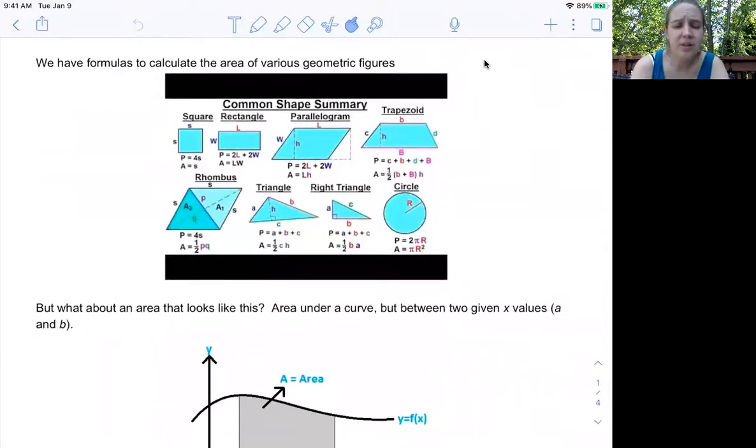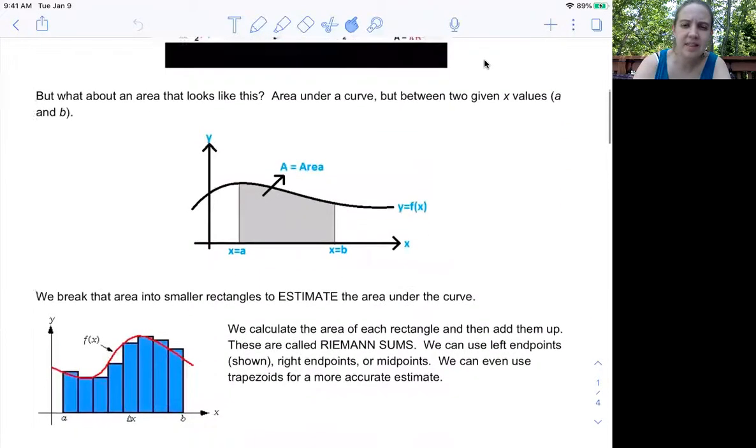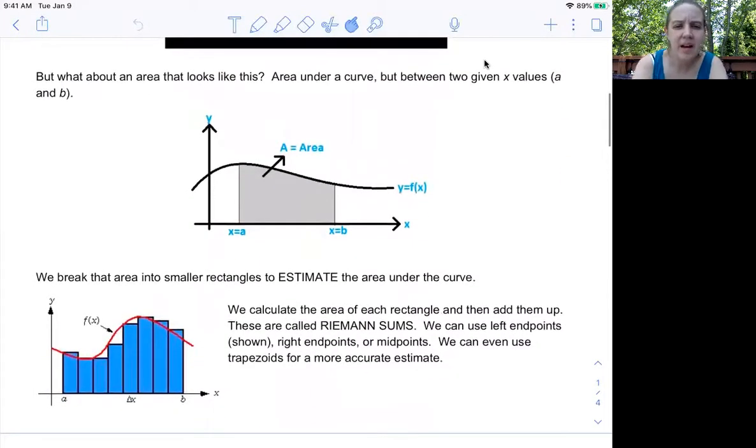And you can break all those apart and put them together and have composite figures and calculate all of those areas. But what about a more complex figure? What about an area that looks like this one, that gray area? It's the area under a curve, but between two endpoints, two end values, A and B. This shape is not one that would fit on that formula section from above. It's this funky shape, so we need another way to find the area.